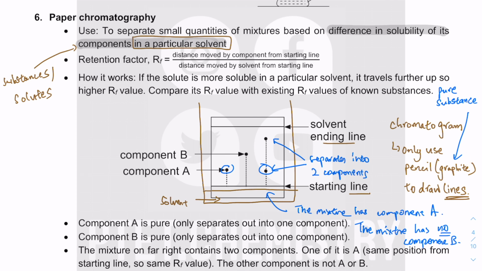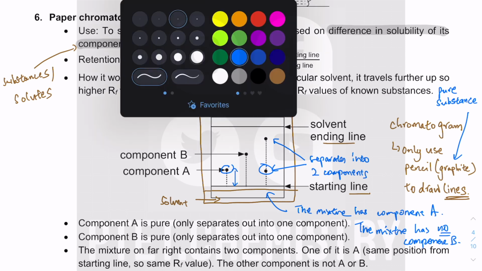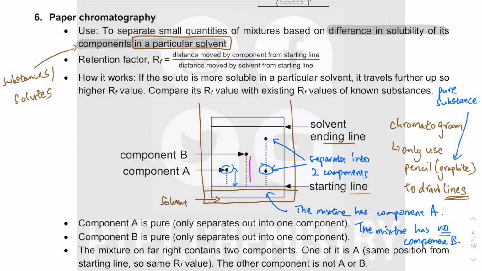There's this thing called retention factor. You don't have to worry too much about what it's called, but the idea is that every substance, depending on its solubility in the solvent, will move a particular distance from the starting line. How far they have moved from the starting line to the top, you use a ruler and measure the height. That height is the distance moved by the component from the starting line. Different components will move a different distance from the starting line, as you see there.